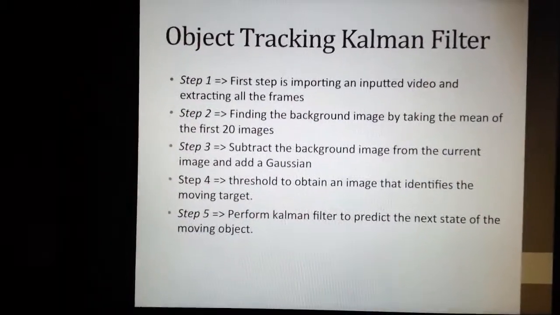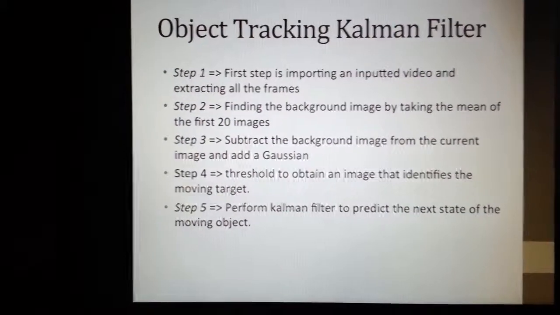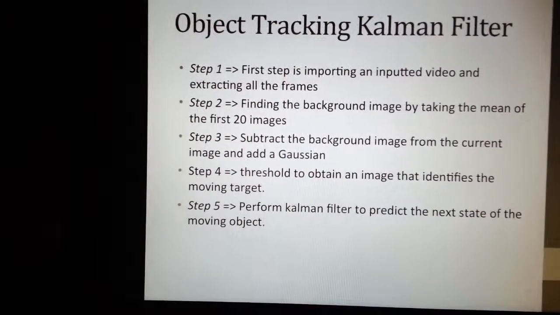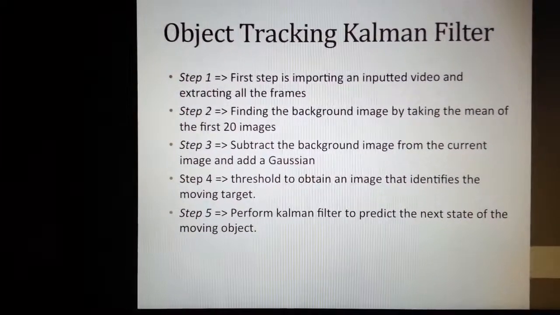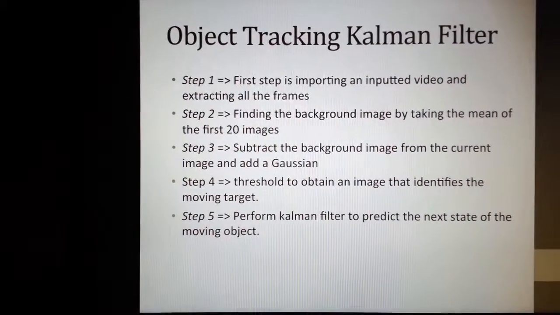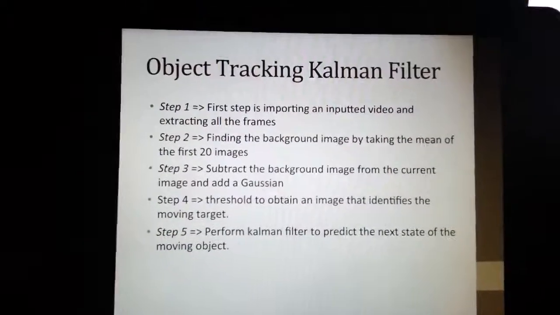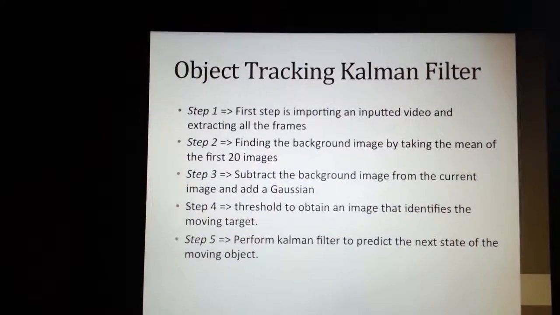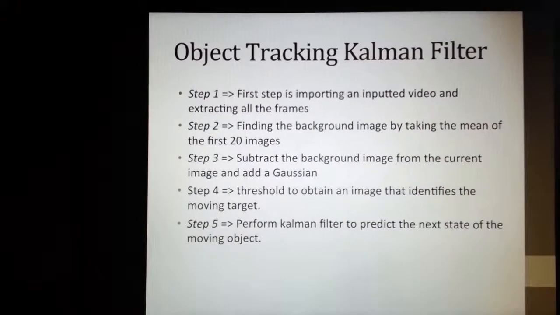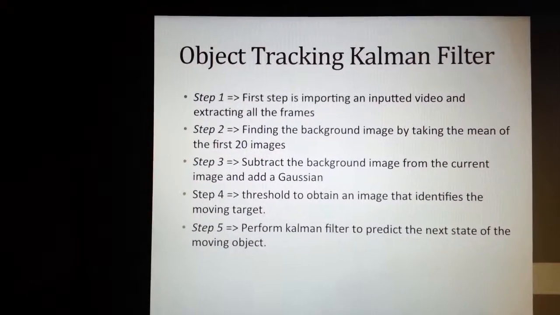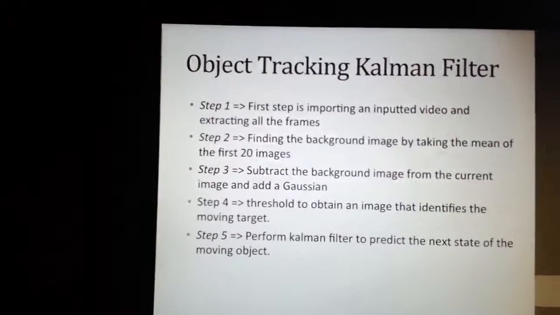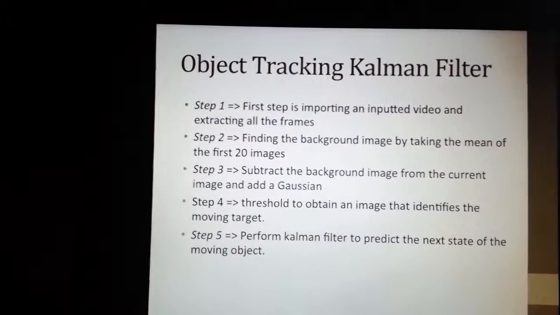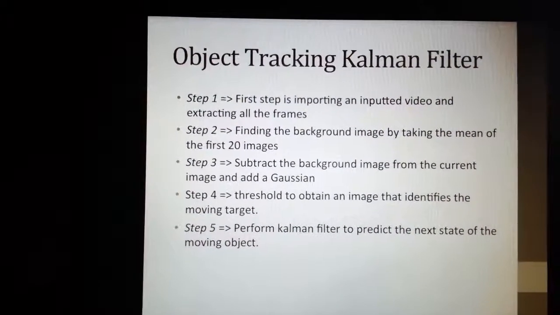Now we go on to a step process for the Kalman filters for object tracking. So the first step is importing an input video and extracting all frames to save in a folder under the current directory. The frames are extracted in color, but also can be extracted in grayscale. Step 2, finding the background image of the set of images in the frame is done by obtaining the first 20 images and using those to find the mean image, which you would take as the background image.